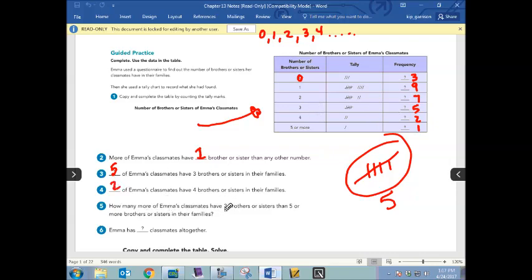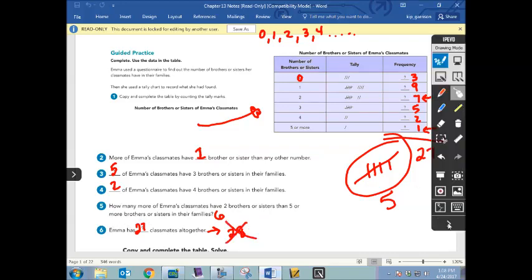How many more of Emma's classmates have 2 brothers or sisters than 5 or more brothers or sisters in their families? For 2, we had 7 people that had 2 brothers or sisters, and we had only 1 person that had 5 or more. So obviously there would be 6 more that have 2 brothers or sisters. And then Emma has blank classmates altogether. In that case, we would add all these up. So 3, 12, 19, 24, 26, 27. Maybe you could make the argument that the answer should be 28. I'm not sure. It doesn't really specify whether Emma included herself in this. But since it says Emma has 27 classmates, then you wouldn't want to put that because it's including Emma.